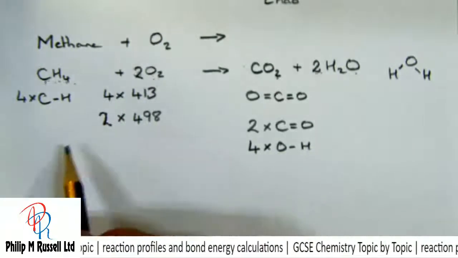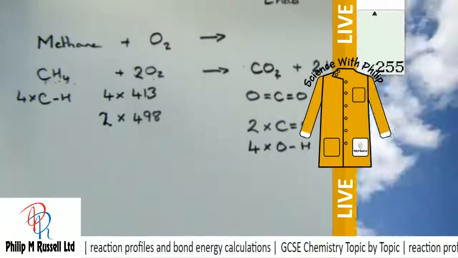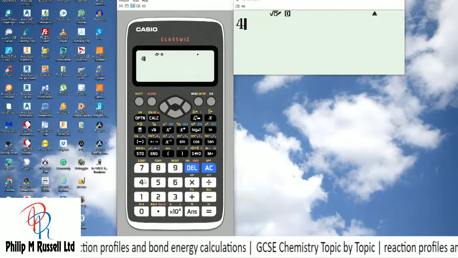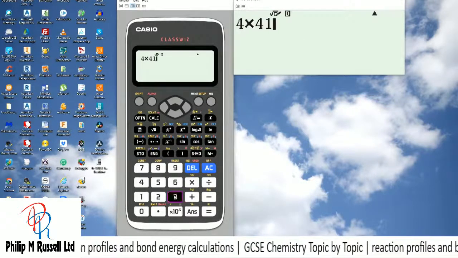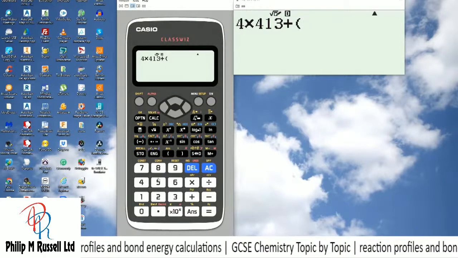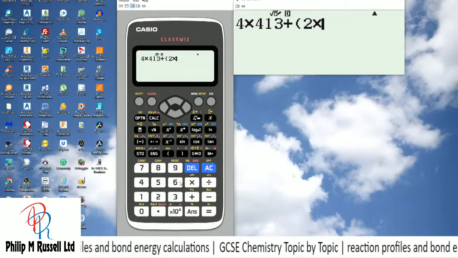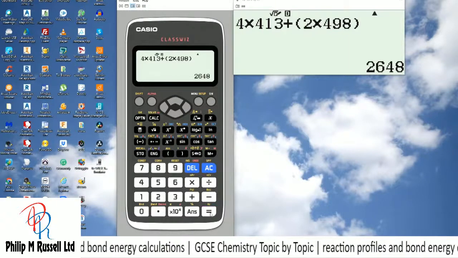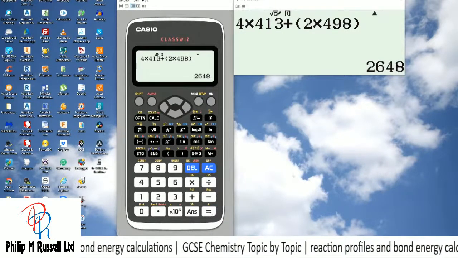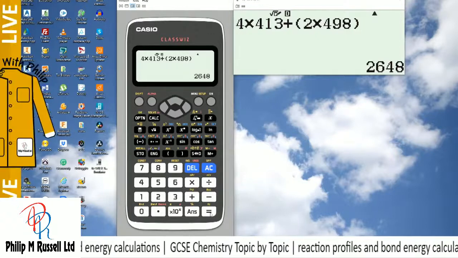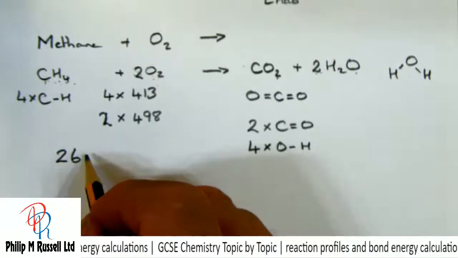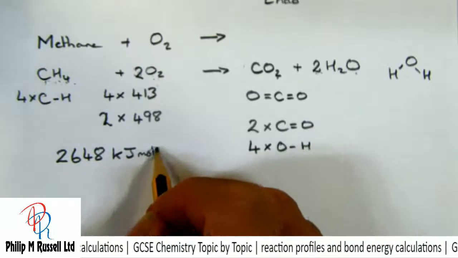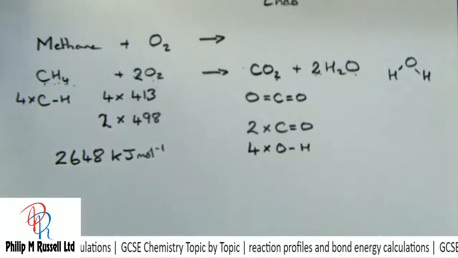So let's do our calculations. To do our calculations then, we've got my 4 times my 413, plus I've got my 2 times my 498. So a total amount of energy that I need to put in to break all the bonds, 2648 kilojoules for every mole. What do we get out?